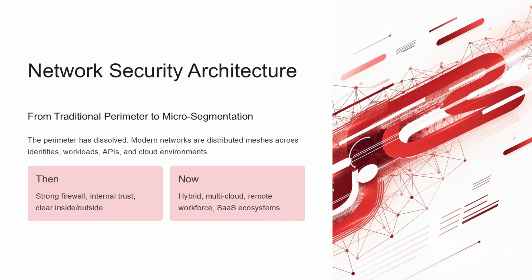The perimeter has dissolved. The network is no longer a castle with thick walls. It is a distributed mesh of connectivity across identities, workloads, APIs, and cloud environments. As an enterprise security architect, you must move from perimeter-based thinking to segmentation-based thinking. Network security architecture is no longer about blocking the outside world. It is about controlling movement everywhere.